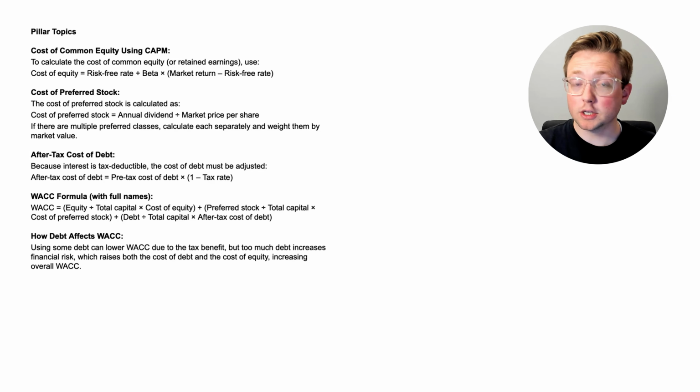Now let's talk about the cost of preferred stock. The cost of the preferred stock is calculated as the annual dividend divided by the market price per share, and that will give you the cost of the preferred stock that you can then multiply by the weight of the preferred stock when it comes to the total capital. And you could figure out the weighted average by doing that. If there are multiple preferred classes, calculate each separately and weight them by market value.